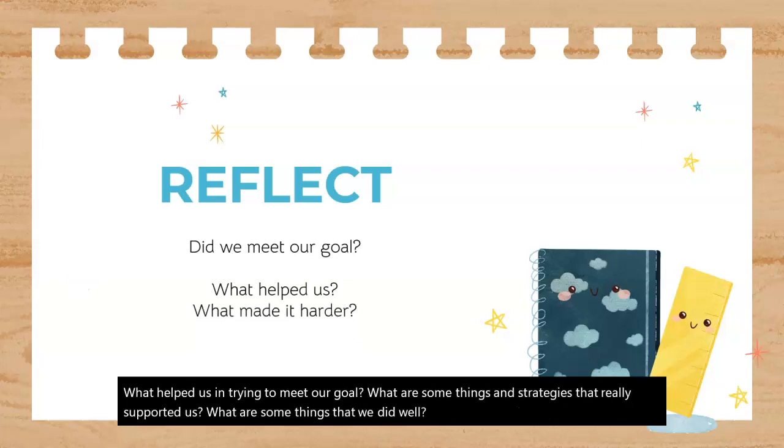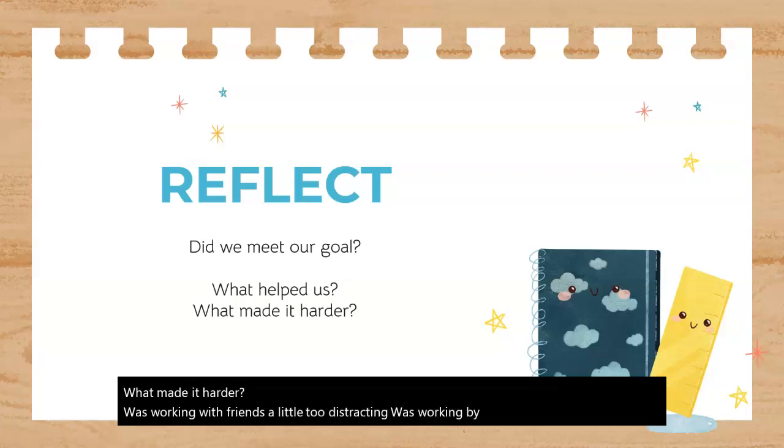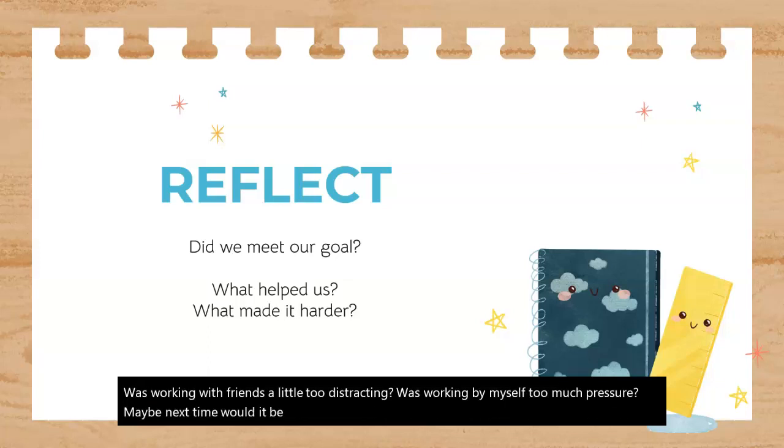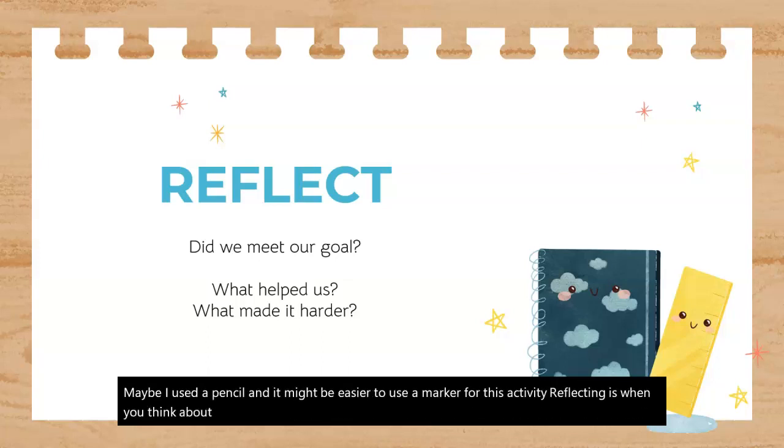What made it harder? Was working with friends a little too distracting? Was working by myself too much pressure? Maybe next time would it be better if I worked with somebody or worked by myself? Maybe I used a pencil and it might be easier to use a marker for this activity. Reflecting is when you think about your work and what you might want to do different.